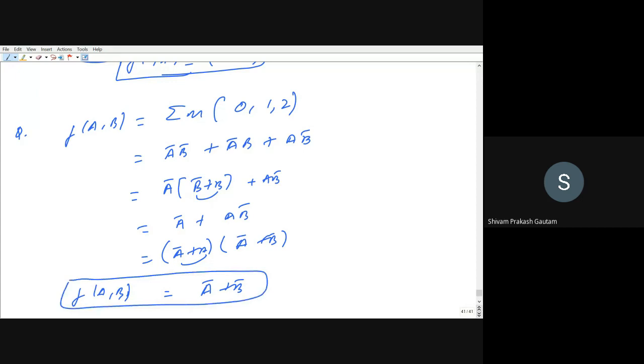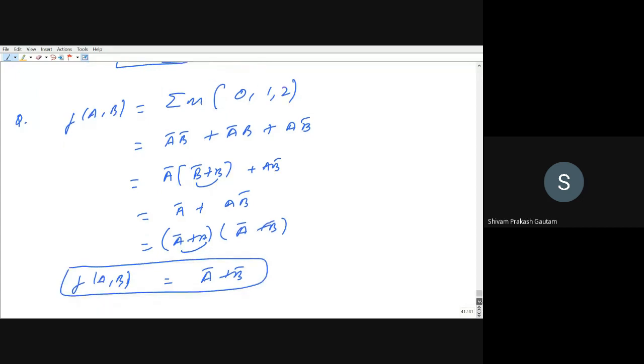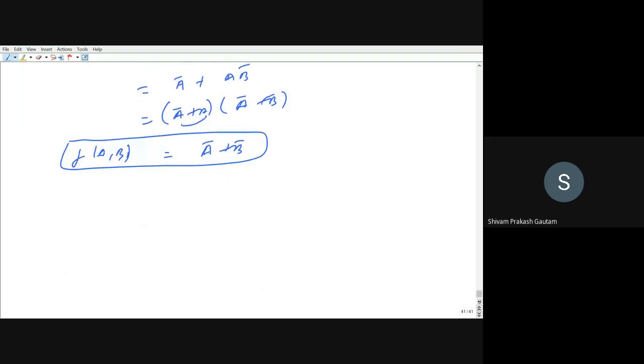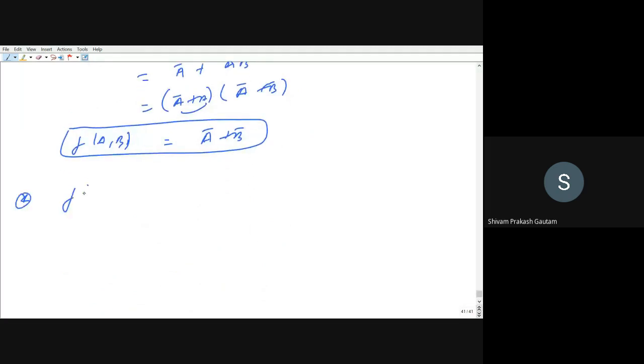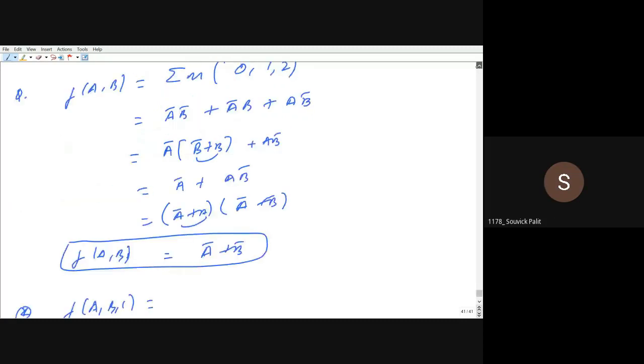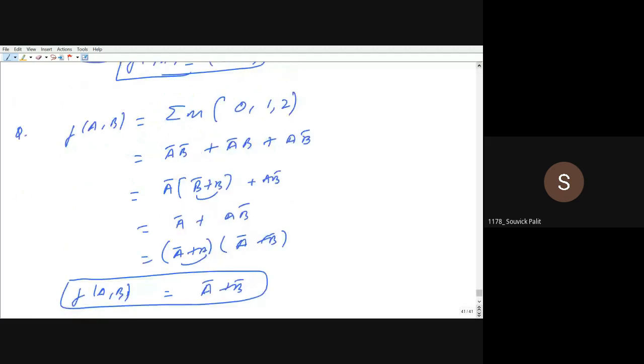Right? So now we will see the third example, that is a three-variable function of A, B, C. Excuse me, sir, what did you do in the second last step? Sir, after a bar plus a b bar. From here I have used the theorem of Boolean algebra we saw in our previous class, where a plus a bar b can be represented by a plus a bar into a plus b.